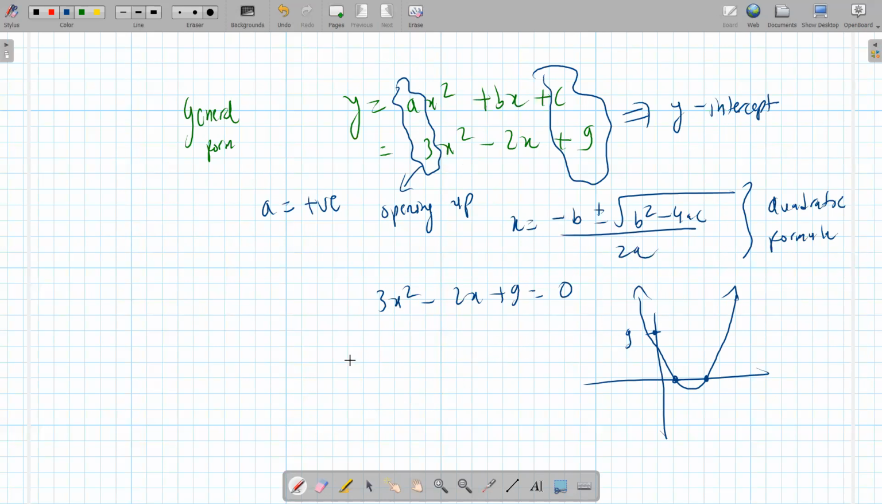Let's say, for example, in this case, it does not have any x-intercept. It looks like this, right? So if it does not have any x-intercept, you'd get a negative inside that square root. That means b squared minus 4ac, when you plug in the values, you'll get a negative number in there. And you can't have a negative number in the root, so that means it has no x-intercepts. Okay. Sounds good.